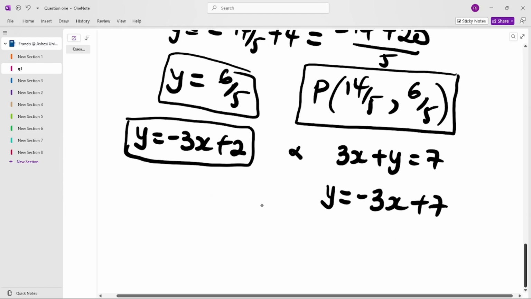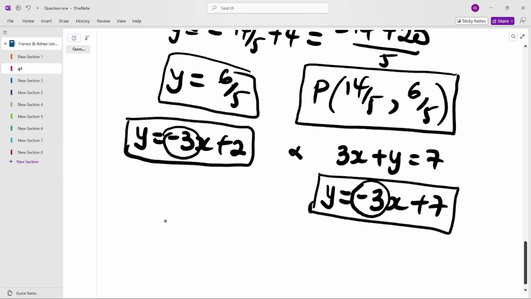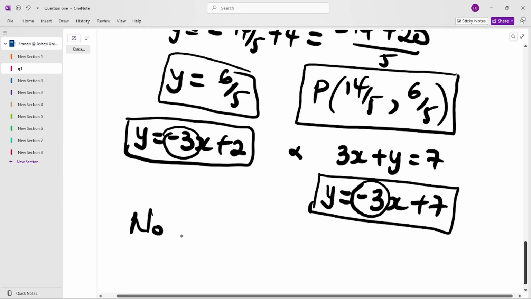After you get here, before you even proceed to equate the expressions, you need to quickly check the gradient. The gradient here is negative 3 and the gradient here is negative 3. Therefore, there is no point of intersection. That's your final answer. Are we good?